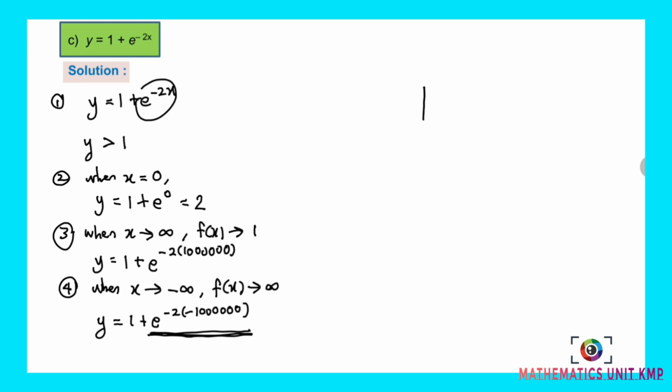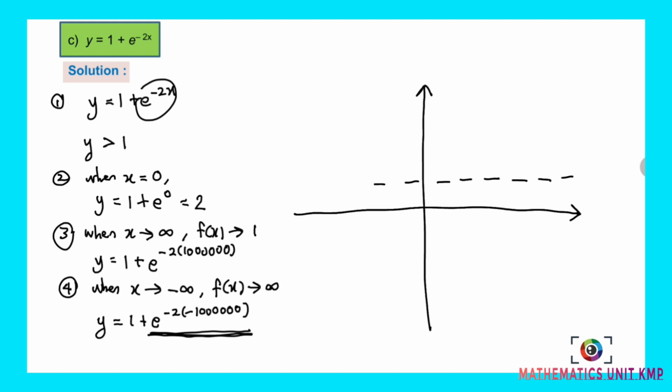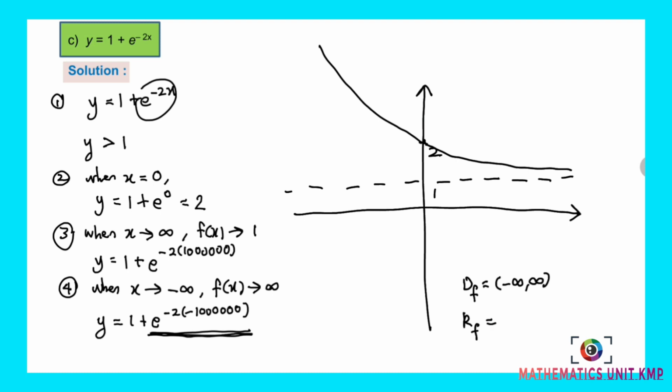Okay, now we go to the sketching graph. Okay, the horizontal asymptote dia 1. Okay, and then y when x equals to 0, y equals to 2. Ke kanan nilai dia menghampiri 1 here. Ke kiri nilai dia naik ke atas, positive infinity. Understand? So the domain will be negative infinity to positive infinity. The range will be, tengok graph dan horizontal asymptote, 1 to infinity. Faham?